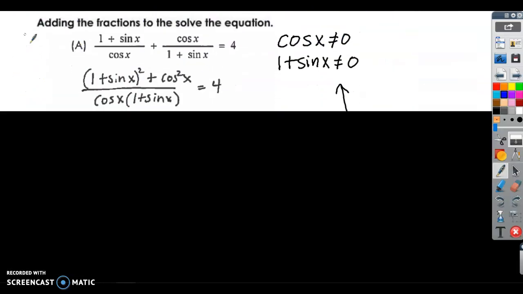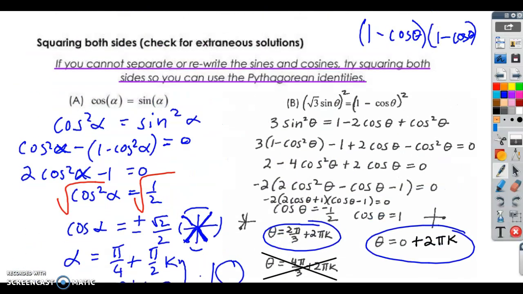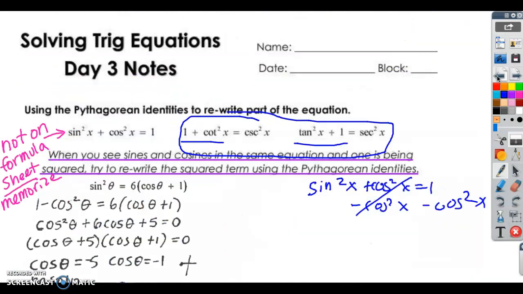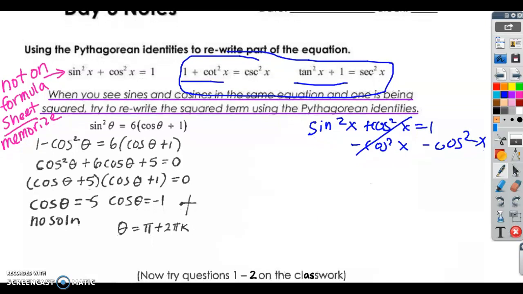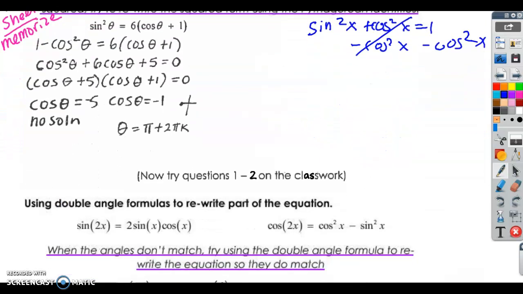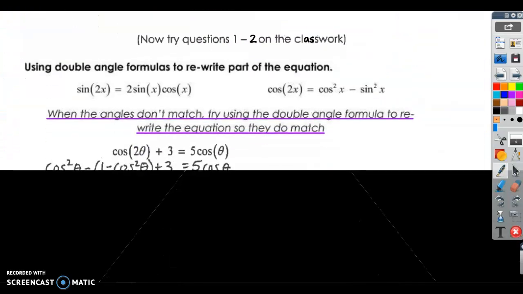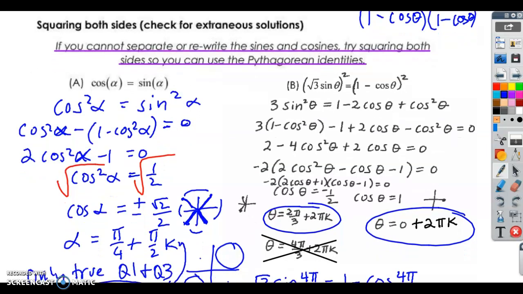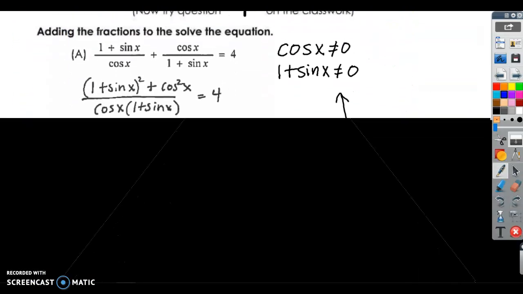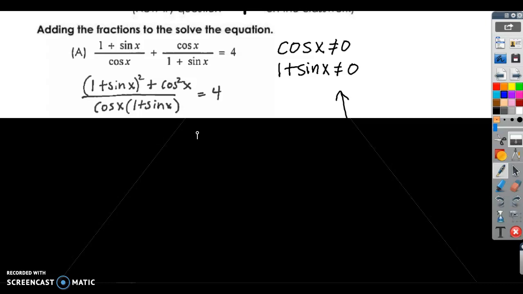Oh wait, hold on a second, I'm confused. Let me back up. Using Pythagorean identities to rewrite part of the equation. And then we did using double angle formulas, okay? And then we did squaring both sides. And now we are on adding fractions. So if you've got two fractions, here we've got a denominator of cosine. Here we've got a denominator of 1 plus cosine.